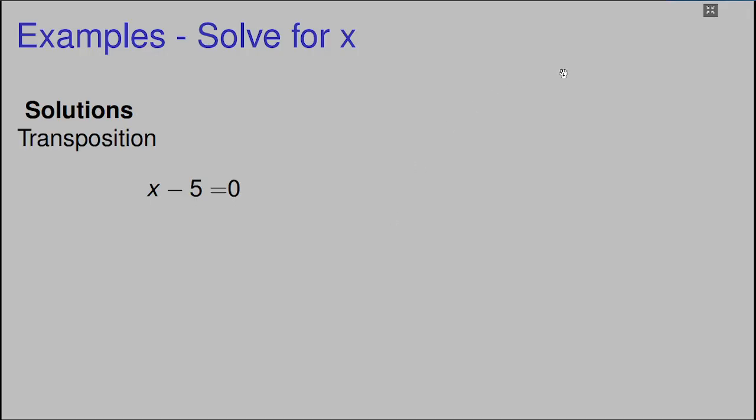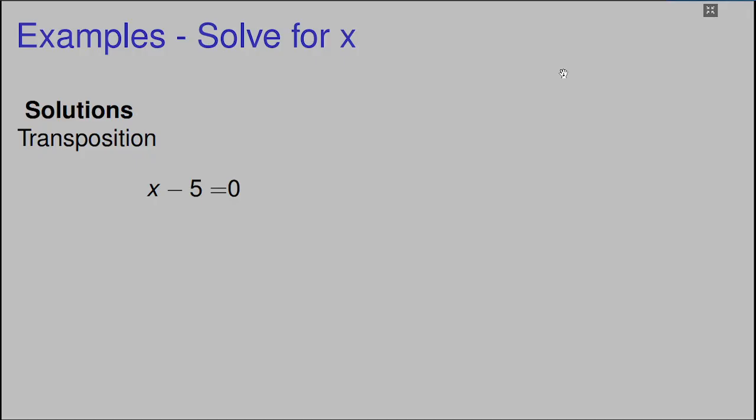Now, there's many ways to solve a linear equation. So in this case, we're going to look at transposition. So transposition simply means you take a term and you move it to the other side of the equation. So it jumps the equal sign. And when it does that, its sign is going to change.